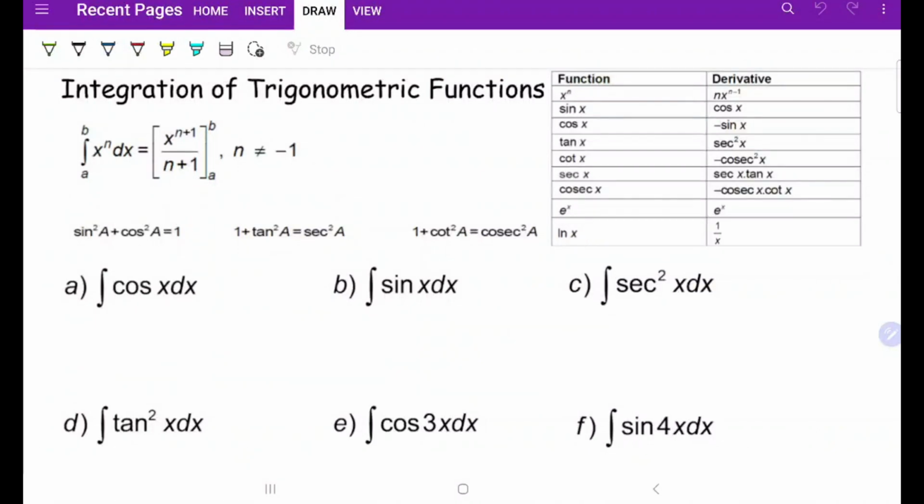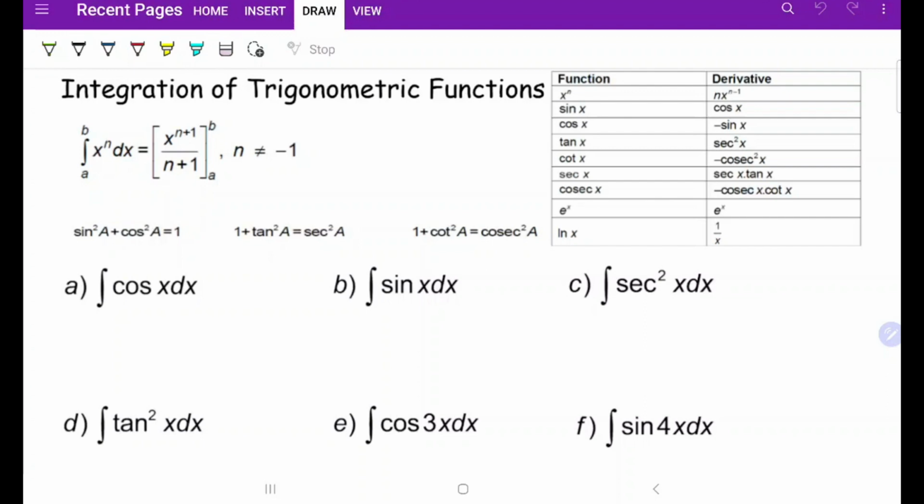Welcome to this next video. In this video, we'll be dealing with integration of trigonometric functions. And I think it is absolutely essential that we get to do this because this is one of the more important concepts in further studies in mathematics. So let's dive right into it.